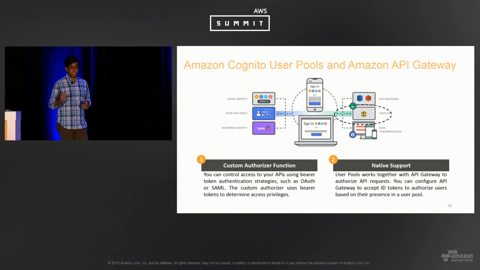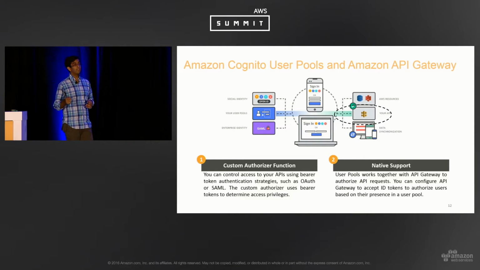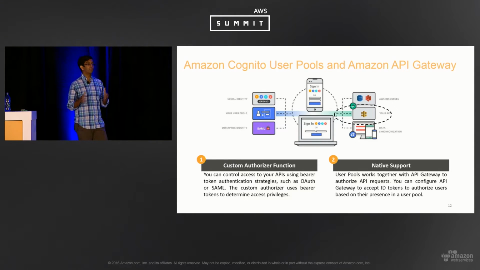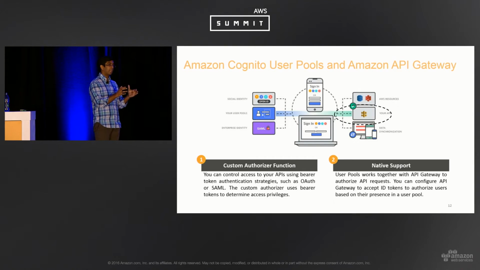As part of the GA, we also launched native support for user pools in API Gateway. And this essentially allows user pools to do not just the authentication, but also the authorization. So once user pools verifies the identity of the user, they will get access to all the API endpoints that are fronted by API Gateway.